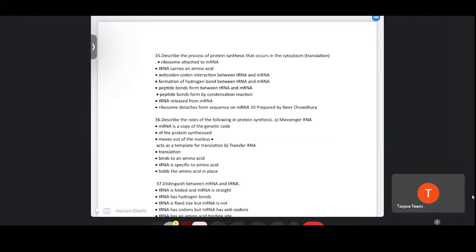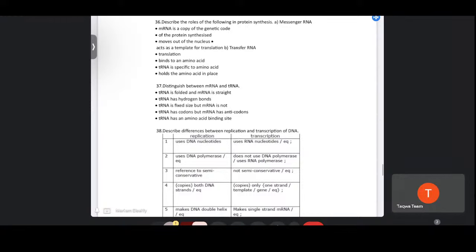Again, how translation occurs: ribosome attached to mRNA, tRNA carries an amino acid, anticodon-codon interaction between tRNA and mRNA, formation of hydrogen bonds between tRNA and mRNA, peptide bonds formed by condensation reaction, tRNA released from mRNA, ribosome detached from sequence on mRNA.